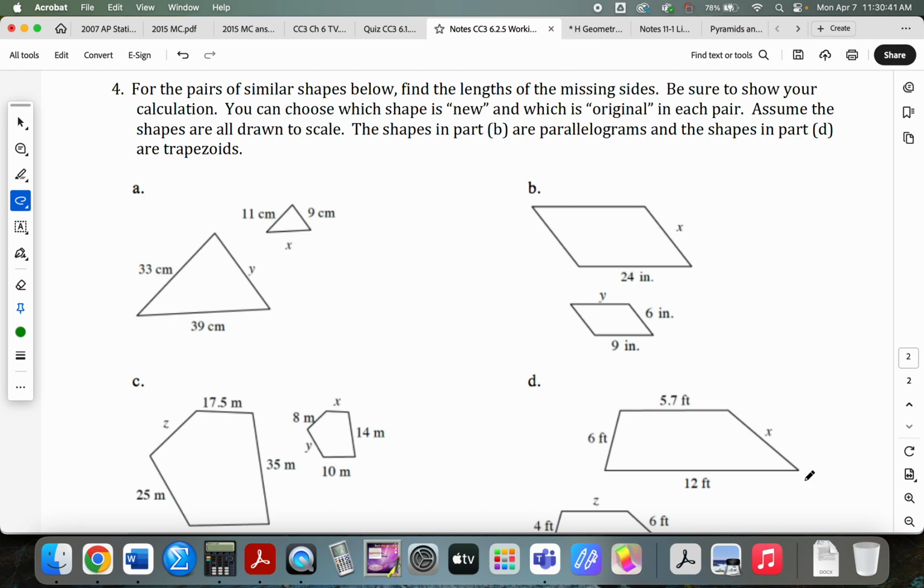Some people like to put the small one always on top and the big one always on bottom, because people don't like an improper fraction. They don't like that. That's fine.